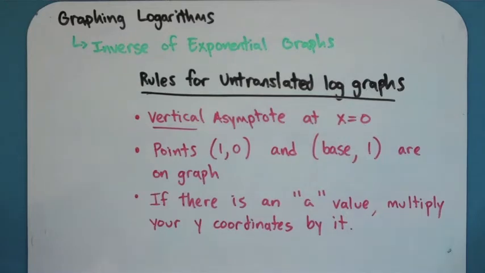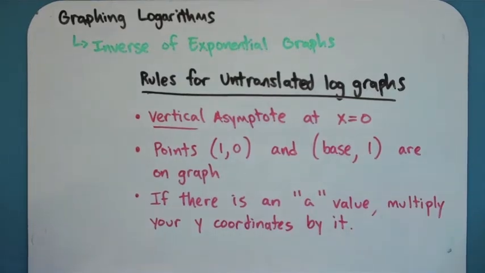So I have some rules right here, and I didn't really do a good job justifying them. Like, I didn't give you a math proof of why these work. You'll see through example that they do. So there's going to be a vertical asymptote at x equals 0. The points (1, 0) and (base, 1) are going to be on the graph, and we're going to use those 2 points to make our graph. And if there's an a value, what we're going to do is multiply our y coordinates by the a value. Let's try out a couple examples, and you'll see how this plays out.